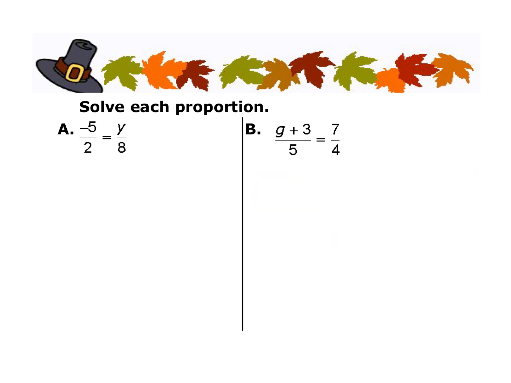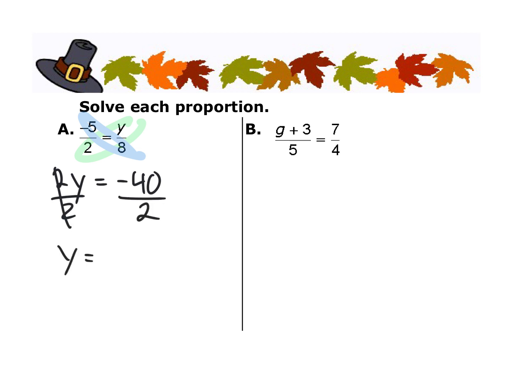Alright, so to solve for A, again, y times 2 and 5 times 8. So I'm going to do 2 times y is just 2y equals 8 times negative 5 is negative 40. I will divide both sides by 2, and I am left with y is equal to negative 20.